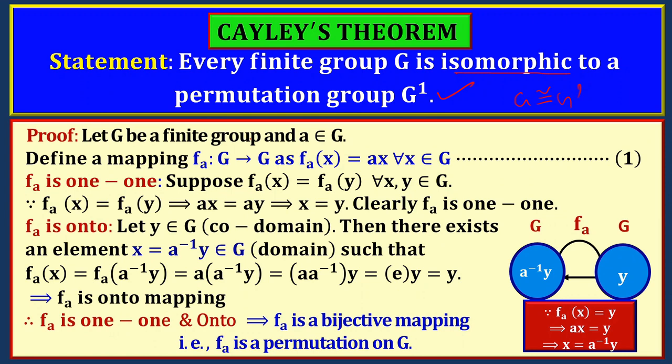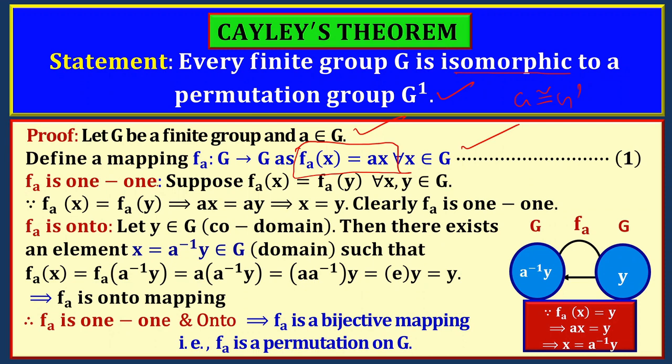Proof. Let G be a finite group and a belongs to G. Define a mapping f_a from G to G as f_a(x) = ax for all x belongs to G. This is a very important relation, denoted by equation 1. First we show that f_a is a permutation. Permutation means 1-1 and onto, a bijective mapping.